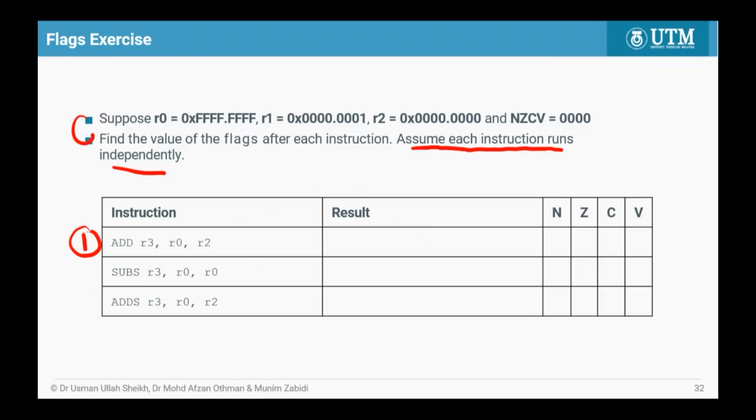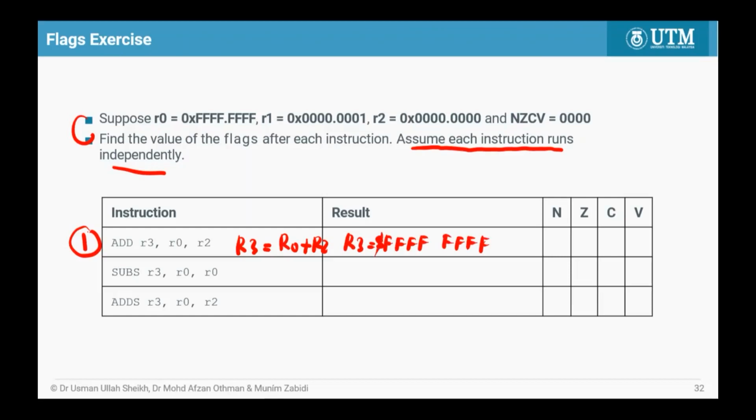Okay, so let's look at this first instruction here. ADD R3 R0 R2. What happened here? Can anyone help me? What does this instruction do? R3 equals R0 plus R2. Okay, what is your R0 value? Your R0 is this value, 0xFFFFFFFF. And then you're going to add R2, which is 0, 0, 0, 0. So your R3, after you add this number, will be F, F, F, F, F, F, F, F. So this is your R3.